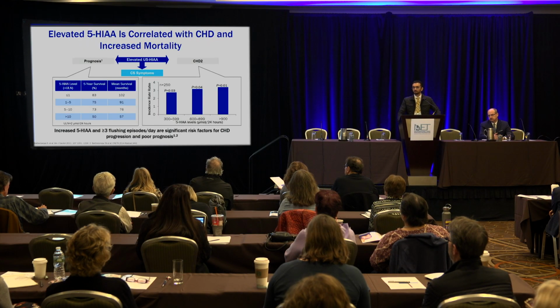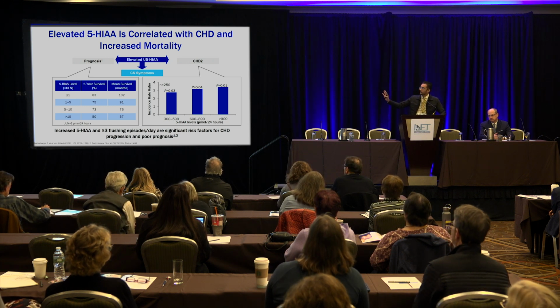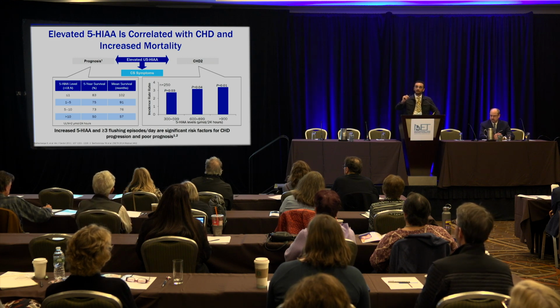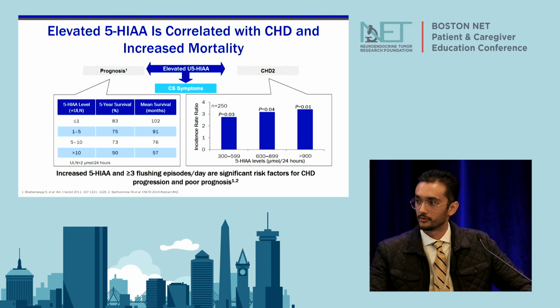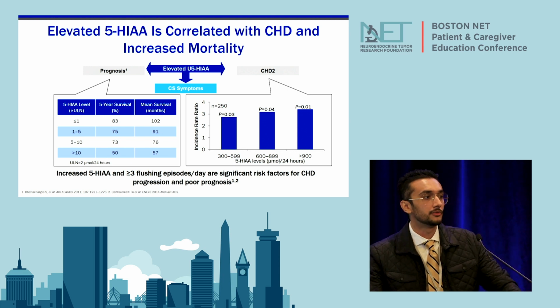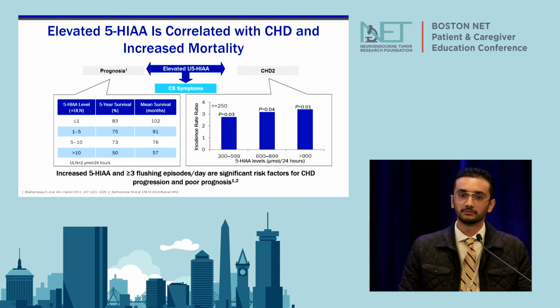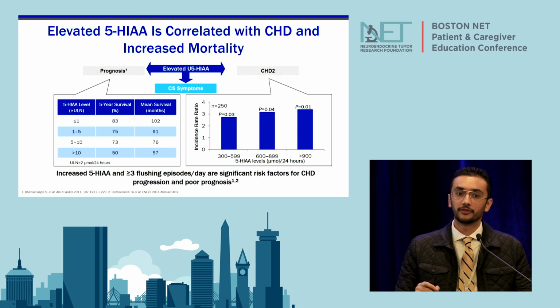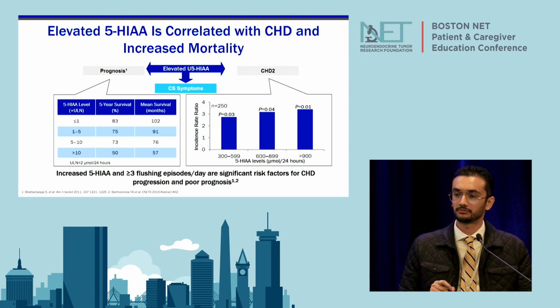This is important data. I would like your attention on the right side of the slide. What we are seeing there is, as the blood and urine 5-HIAA, which is a surrogate marker of serotonin in the blood, increases, the 5-year survival of our neuroendocrine tumor patients declines from 83% to 50%. This is a significant drop with increase in serotonin. One of the reasons why that happens is development of carcinoid heart disease. They're at a significant risk of developing carcinoid heart disease.